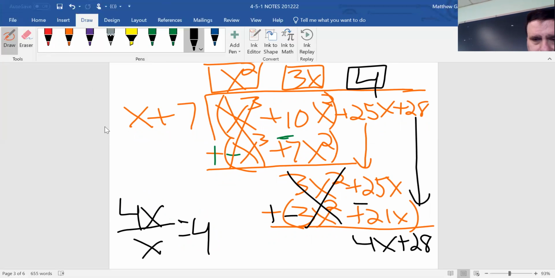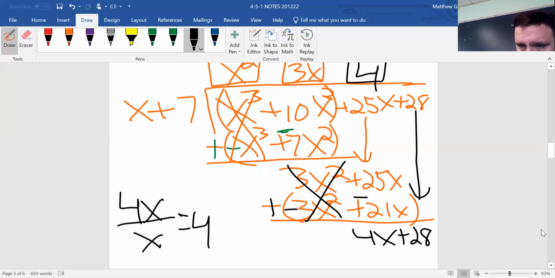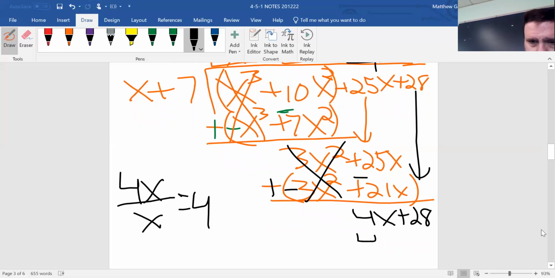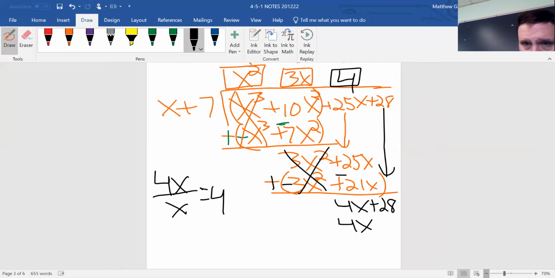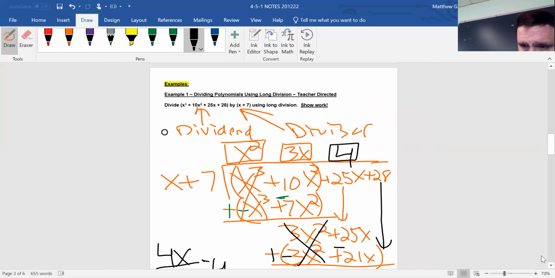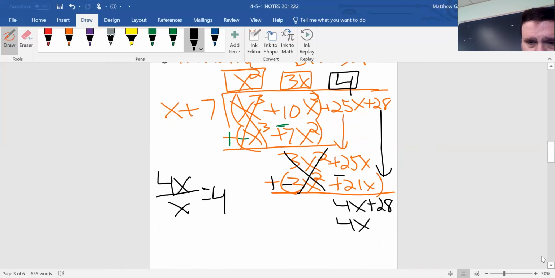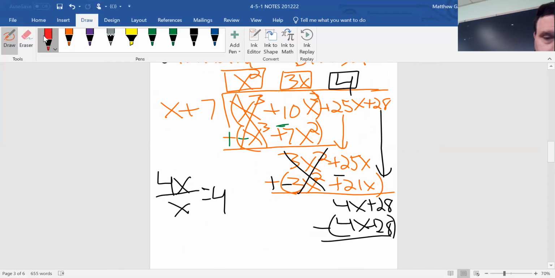So 4 times x is 4x. And let me just make this smaller so we can see what I'm talking about. 4 times 7 is 28. And as I said before, we subtract going down. So we add the opposite. So in both cases, the 4x cancels and the 28 cancels.